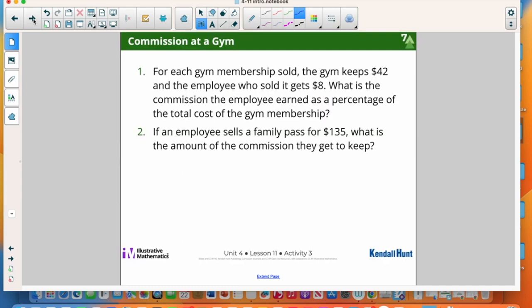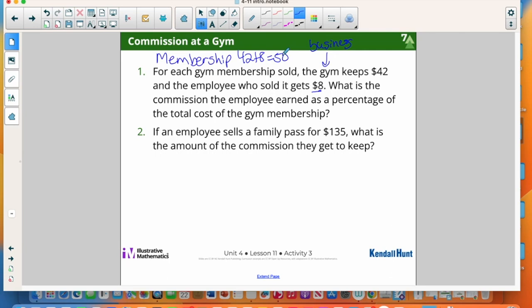So each gym membership sold, the gym keeps $42. The gym is the business. And the employee who sold it gets to keep $8. So that means the total price for the membership was 42 plus 8, or $50. So if you were buying the gym membership, the gym keeps 42, the employee keeps 8, you actually paid $50.